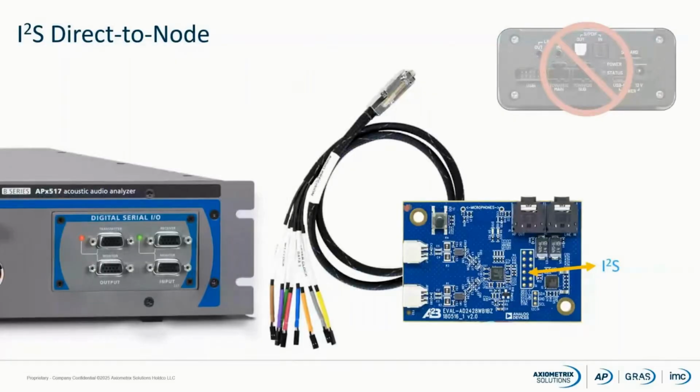One final way of testing an A2B device is to interface directly with the board via I2S or another serial interface if your device supports it. And the nice thing about this approach is it negates the need to use a bus analyzer, since you can do the test just by connecting directly to our digital serial I/O module.